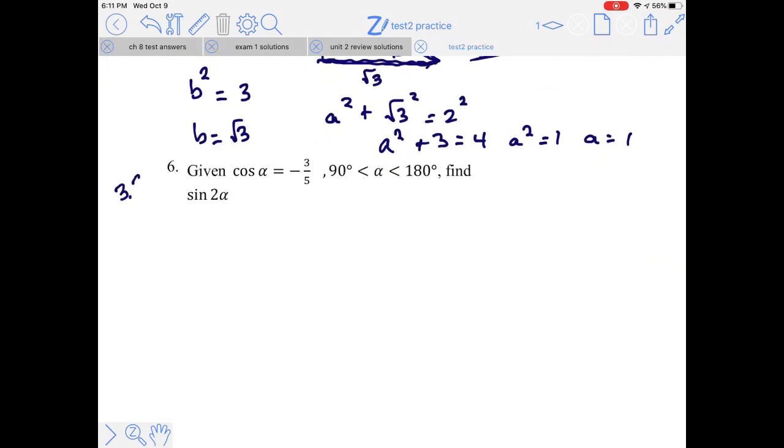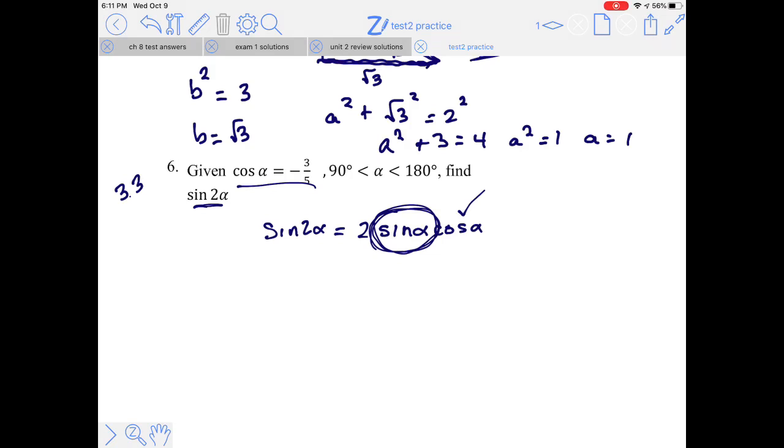Question 6 is from 3.3. We had some double and half angle identities in 3.3. So first order of business might be to reference your reference sheet and figure out what the double angle identity is for sine. Sine 2 alpha is 2 sine alpha cosine alpha. Let's do an inventory of what we know and what we don't know. We know cosine alpha is negative 3/5, so I know cosine alpha. What about sine alpha?